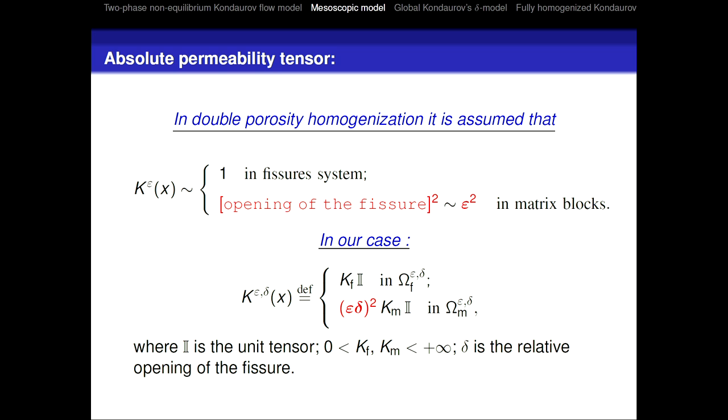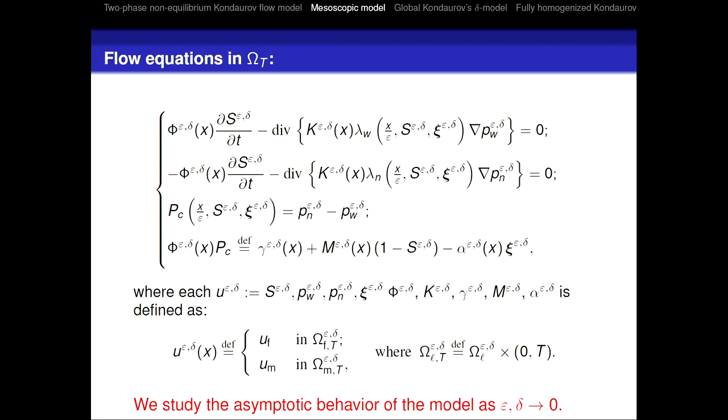Now, in the classical double porosity homogenization, it is assumed that the absolute permeability tensor is of order 1 in the fissure system, and it is like epsilon squared in the matrix blocks. In our case, we have two parameters. In the matrix block, the permeability tensor is of order epsilon squared delta squared. Now we rewrite the system of Kondaurov equations as equations with rapidly oscillating coefficients. No comments, it is a very complicated system.